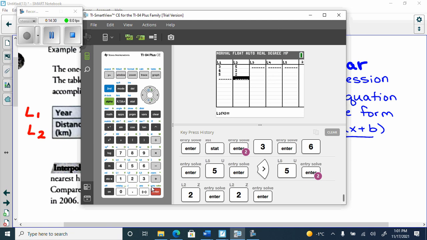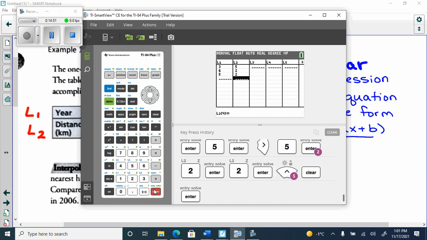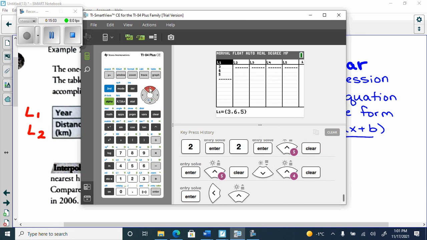Does everyone have list 1, list 2, list 3? You should have them all. Now, if you want to clear the list, you don't want to delete it. So you go up to the top, left, up to the top. Clear, enter. Listen to your own instructions. Clear, enter. Don't press delete. Your list will delete because that's what you told it to do.